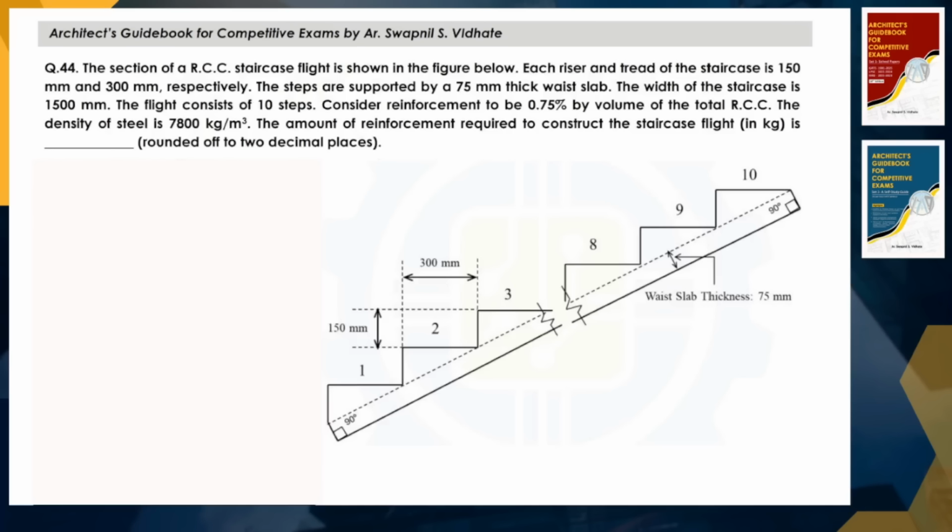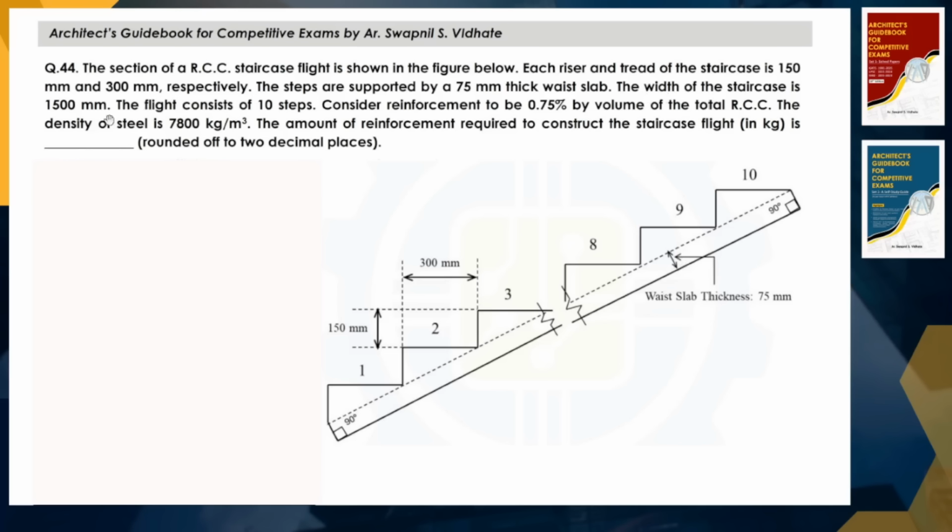Question 44. The section of a RCC staircase flight is shown in the figure below. This illustration was provided in the question paper. Each riser and tread of the staircase is 150 mm and 300 mm respectively. Riser is 150 mm, tread is 300 mm, which is mentioned in this illustration. The steps are supported by a 75 mm thick waist slab, right? It is mentioned that the thickness of this waist slab is 75 mm.